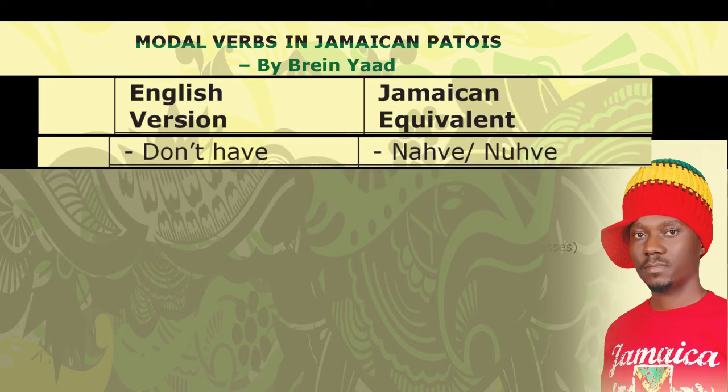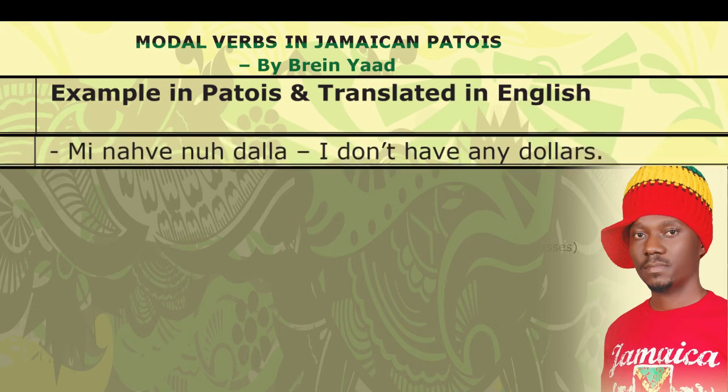How do you say don't have? You simply say nav. So somebody will say something like, me nav no dollar, meaning I don't have any dollars.